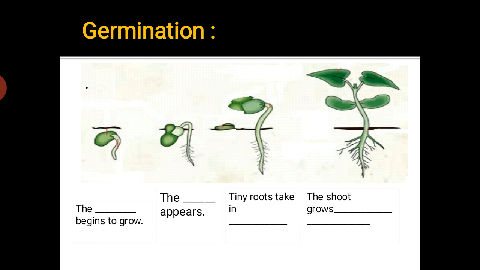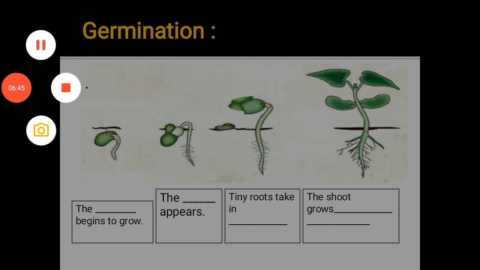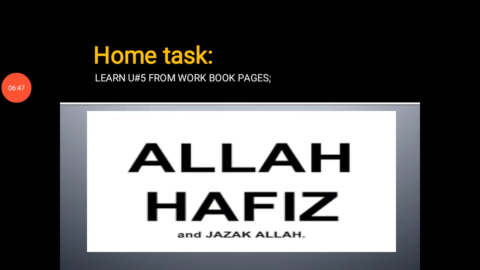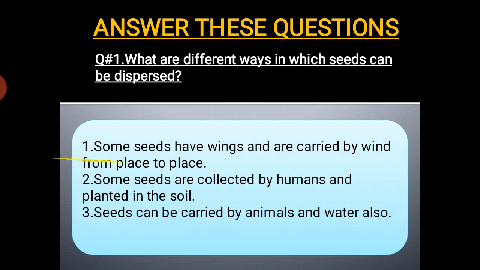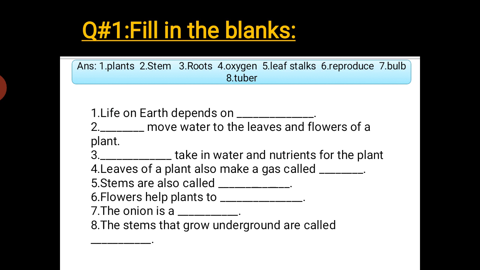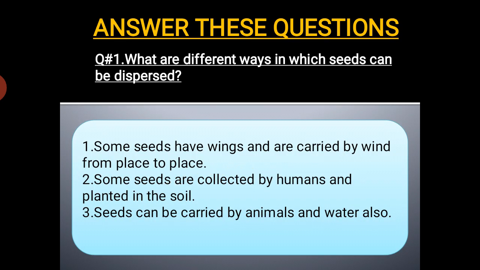As you can see here, now the plant has fully grown and you can see the green leaves. So the shoot grows green leaves. Right. Now this was all that we have learnt in this chapter. First of all, we did the fill in the blanks. Then there were the question answers.